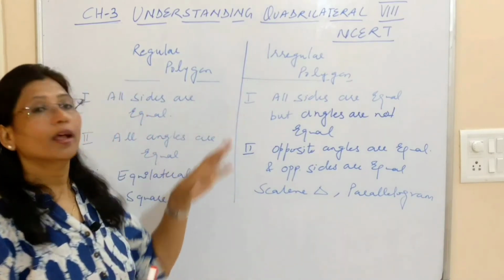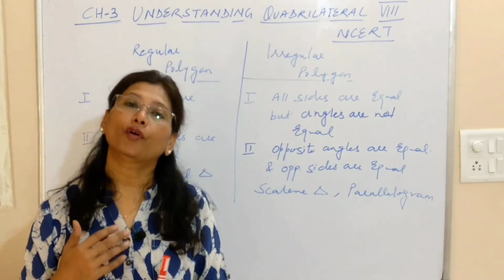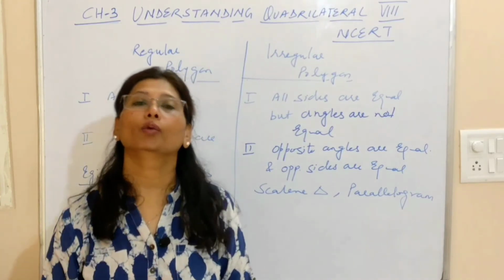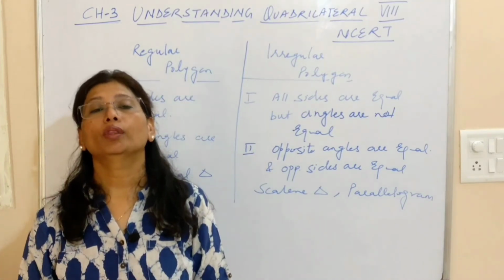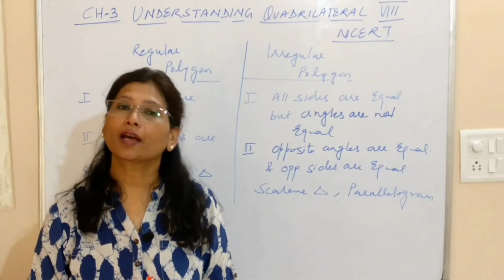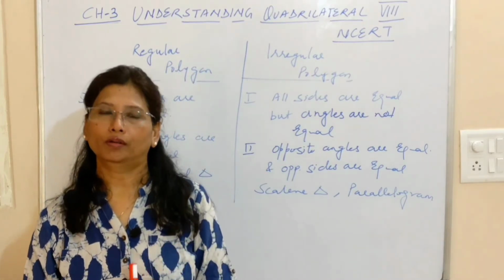Now what about an irregular polygon? Sometimes the children fall into the trap of thinking that if the sides are equal, then it is a regular polygon. That is not the case. The rhombus has all sides equal, but it doesn't have all the angles equal. So a rhombus is not a regular polygon.